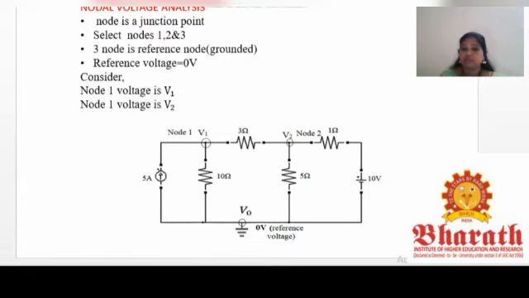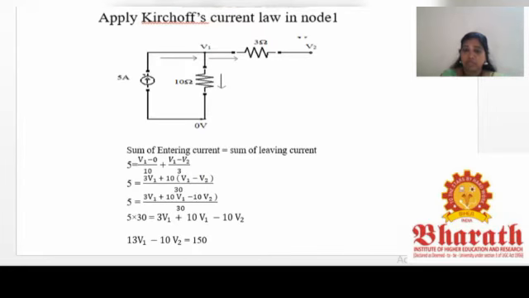So step 1 and step 2 are completed. That is, we have selected the ground node and also the nodes here. Next, I am going to apply Kirchhoff's current law for node 1 separately and node 2 separately, and at last I am going to frame the linear equations and find the voltages V1 and V2 mathematically. First, I take node 1 alone.